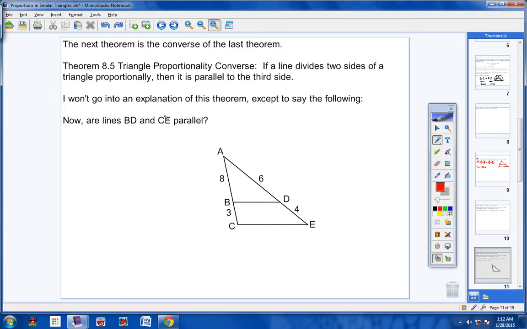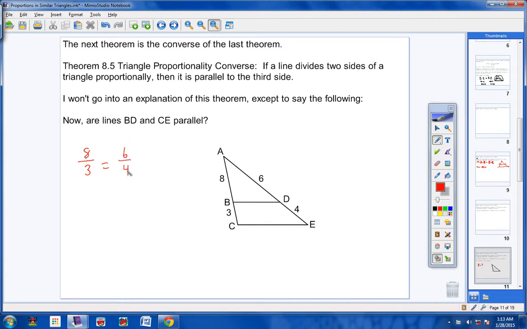Okay, we just had a theorem that said if this side here is divided up proportionally with this side over here, then the line's parallel. So students, here's what we're going to do. We're going to take this segment here, put it over this segment here. That'll be 8 over 3 equals, now we're going to take this segment here over this segment here, 6 over 4, okay?